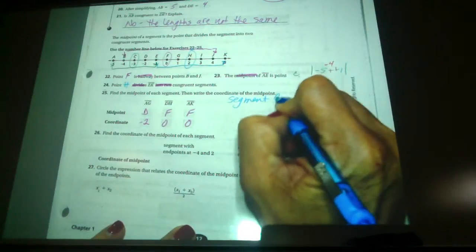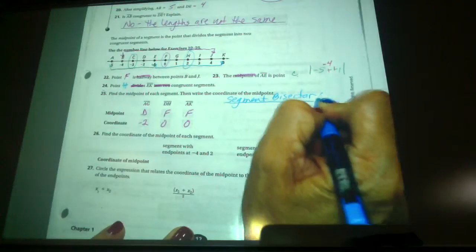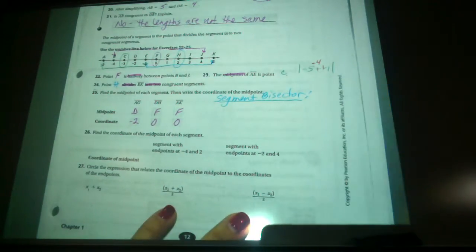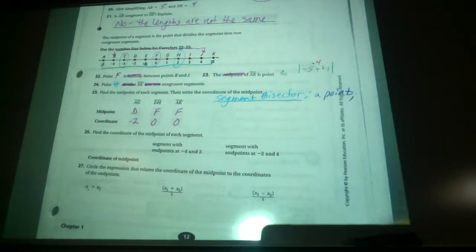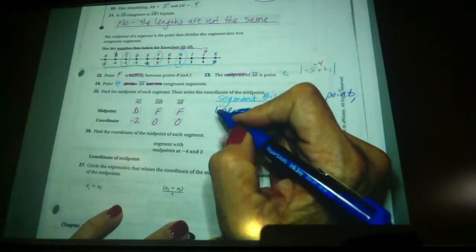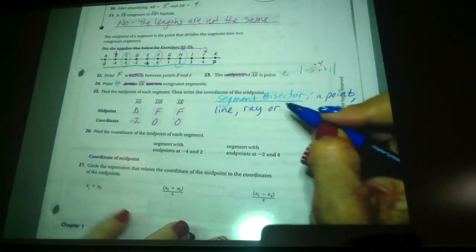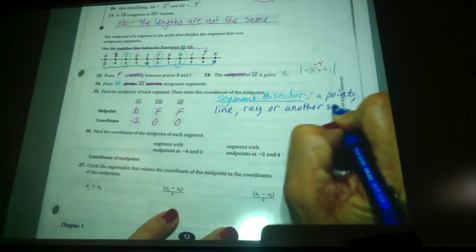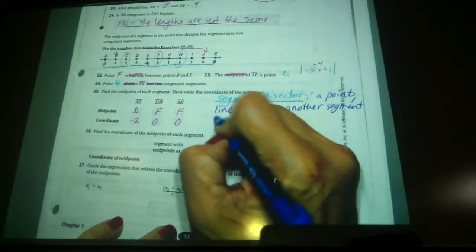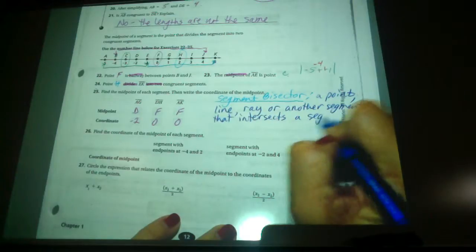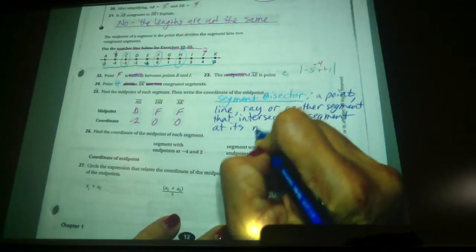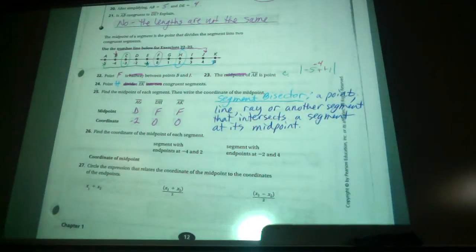So I'm going to bring in one more definition, segment bisector. There are several things that can bisect a segment. A point, just as we've seen here, can bisect a segment. So a point, line, ray, or another segment that intersects a segment at its midpoint, or cuts it into 2 equal segments, 2 congruent segments. And so we're going to draw a picture to go with that.